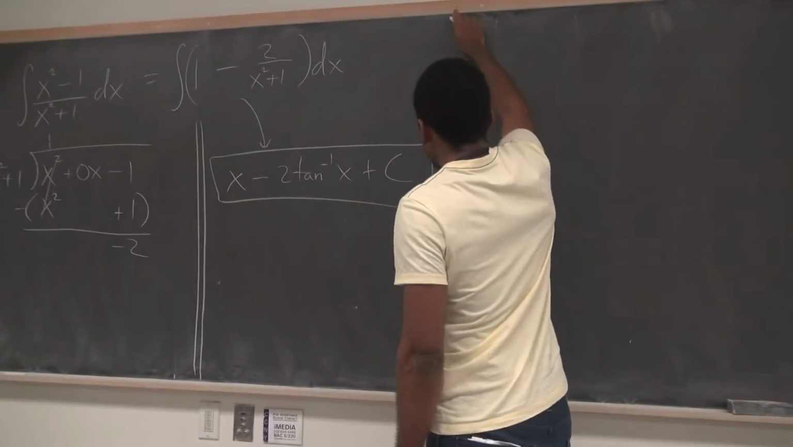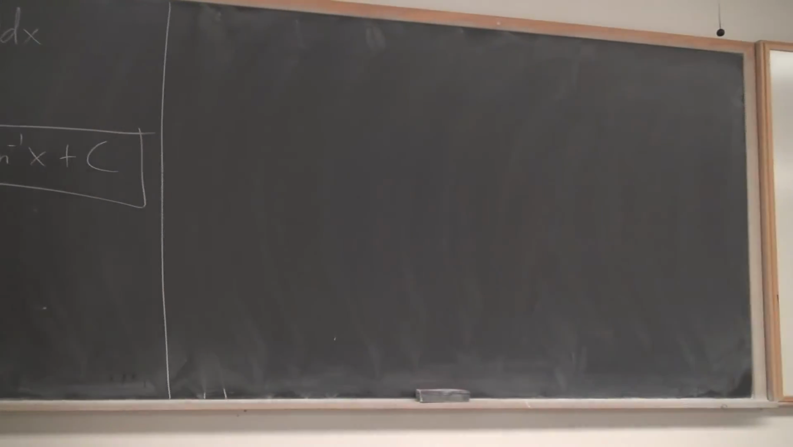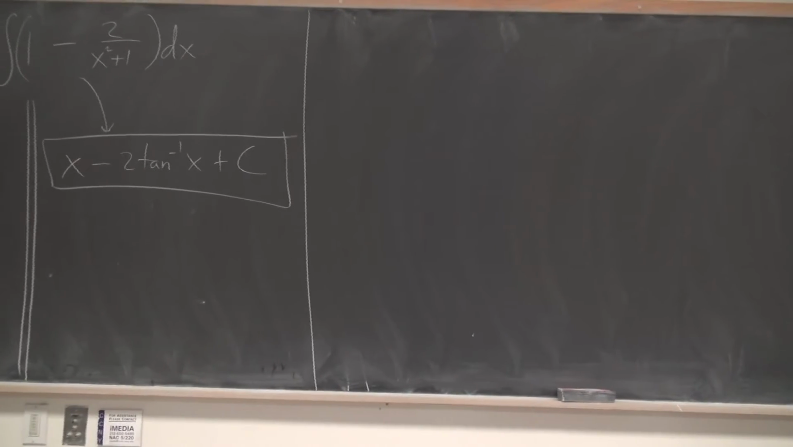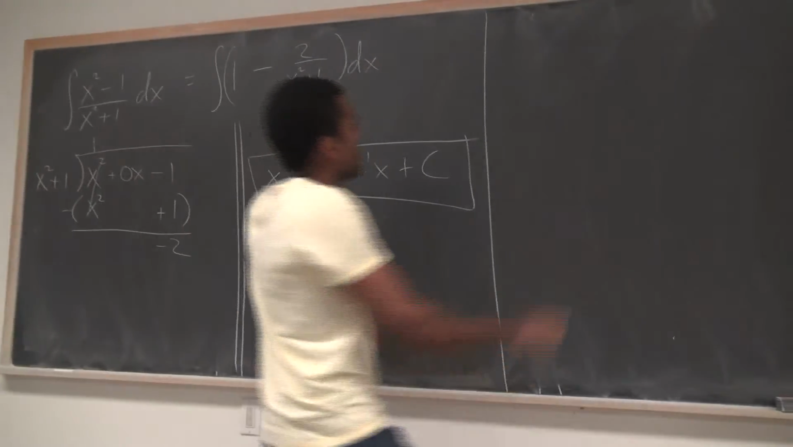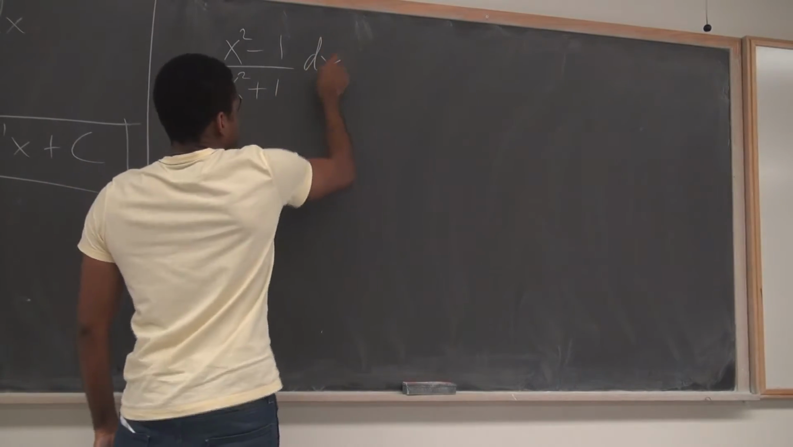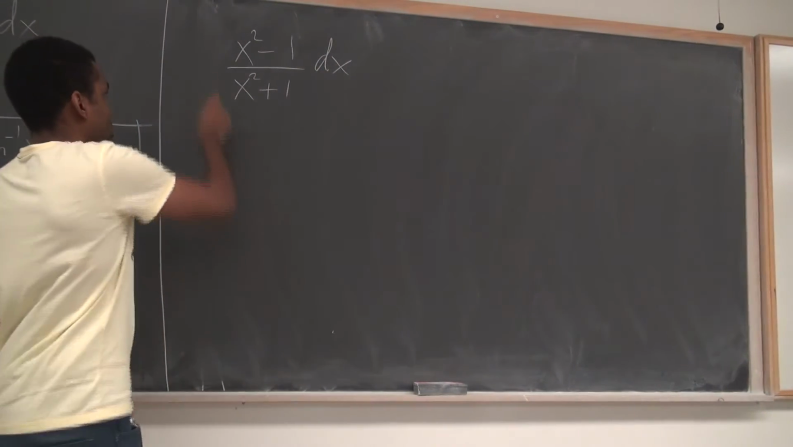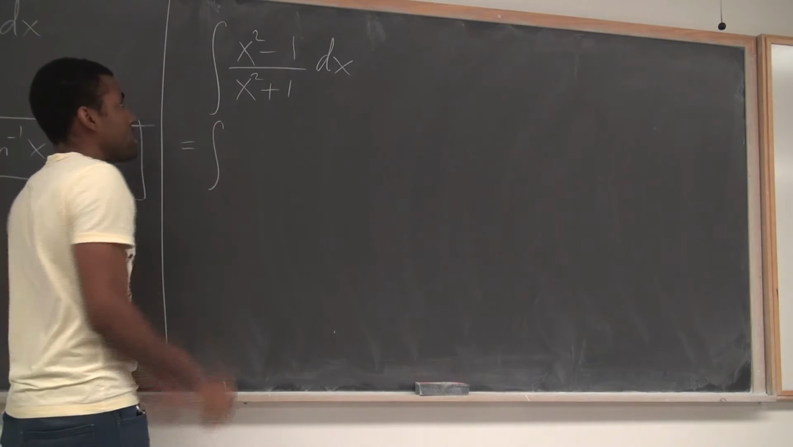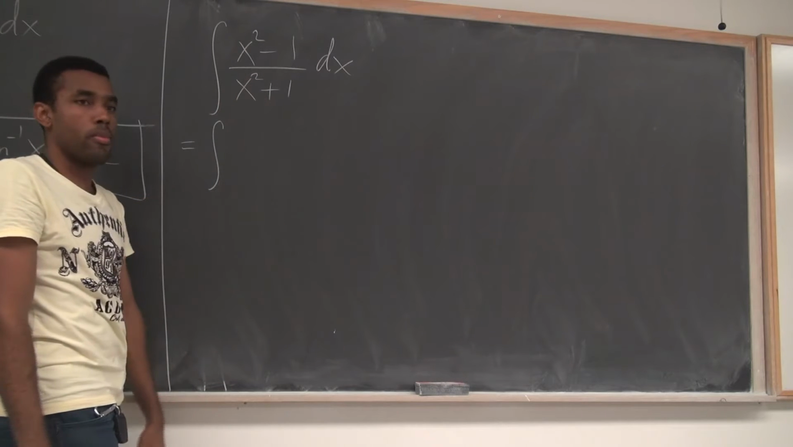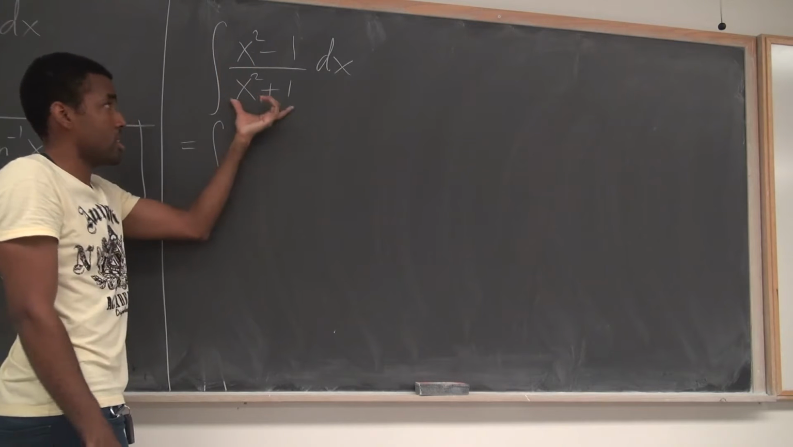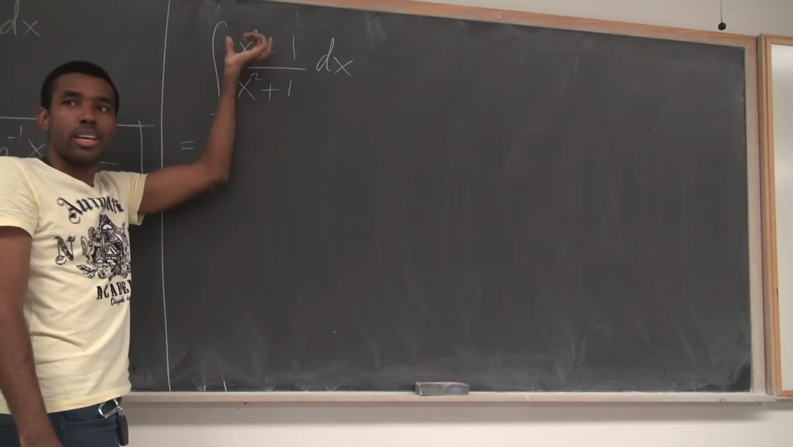So long division was one way to think about it. An equivalent way, which some of you might find easier: when the powers on the top and bottom are the same, you can do this trick. If it resonates with you, great, use it. If not, just do the long division, it's fine. The trick is to get the denominator in the top. The denominator says x squared plus 1, so try to get an x squared plus 1 in the top.